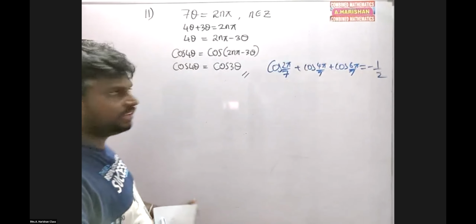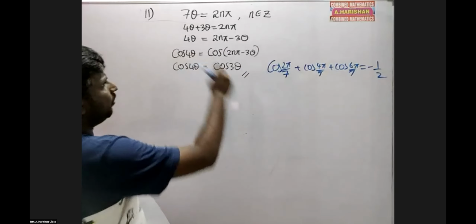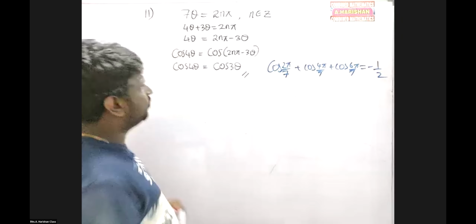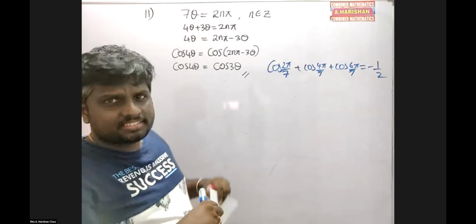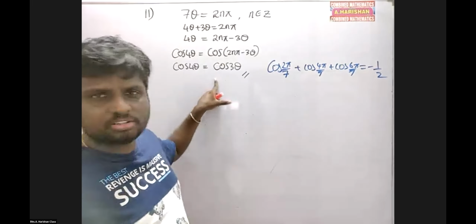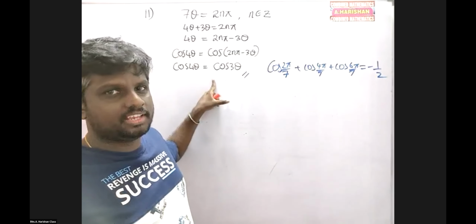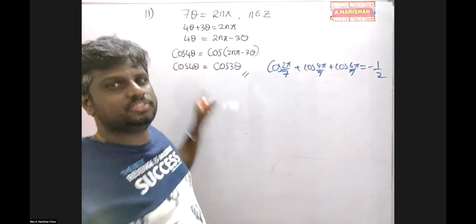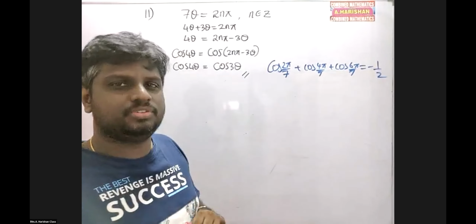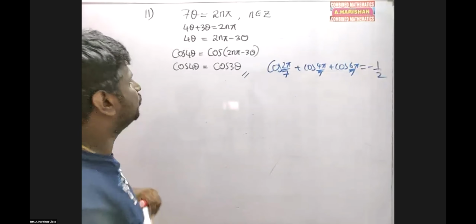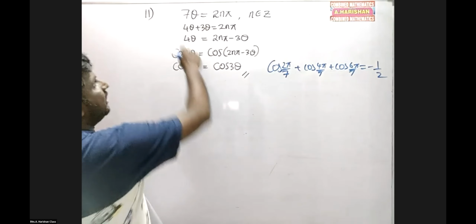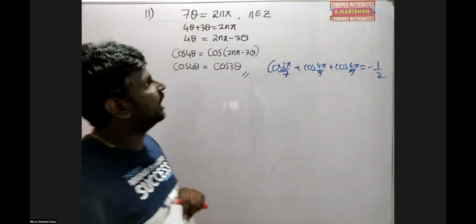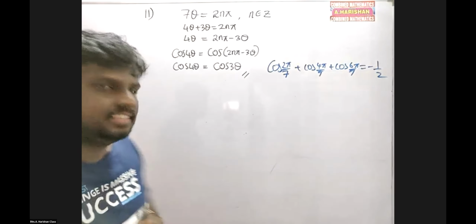So in this case, what we can do is solve this. I know this is the equation cos 4 theta equals cos 3 theta. What are the solutions of this equation? What do you think about that? The solutions of this equation must be here. Is it clear? Right.